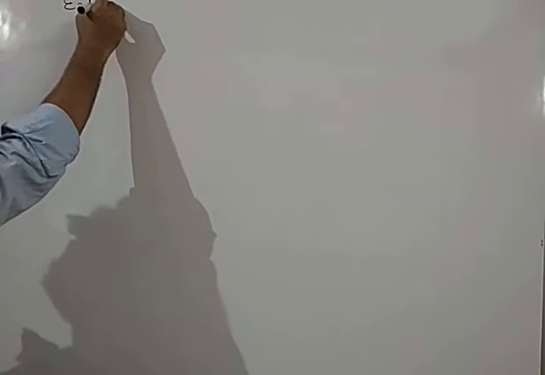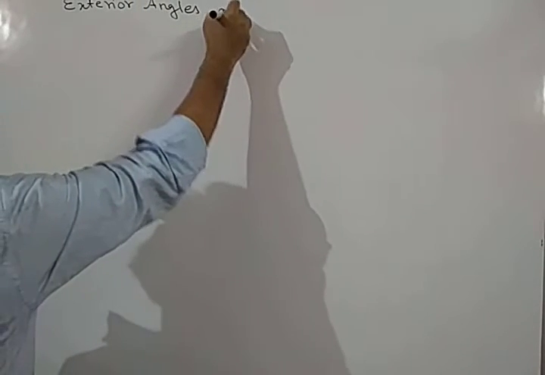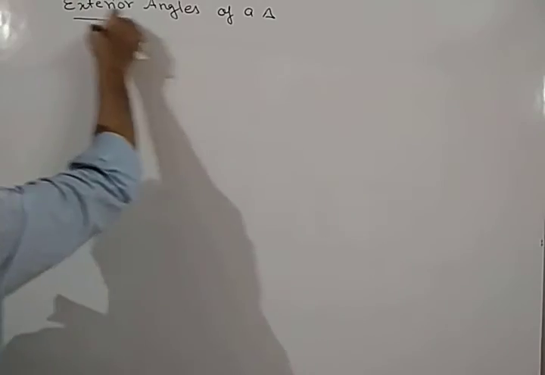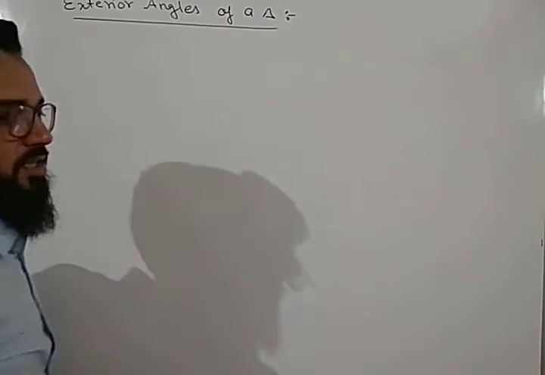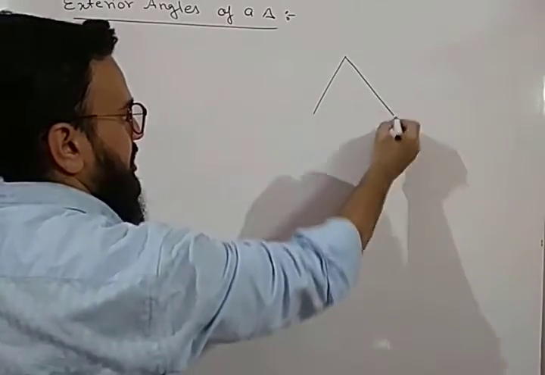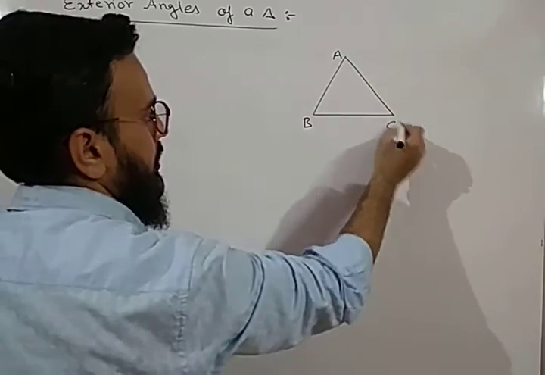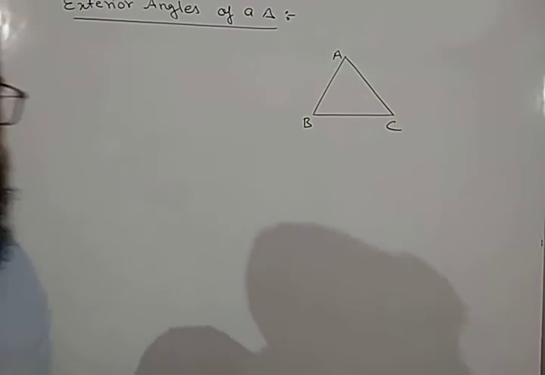Now let us start the exterior angle properties of triangle. So first let us understand what are exterior angles of a triangle. What are exterior angles of a triangle? So let us suppose we have given a triangle ABC. This is triangle ABC. So what is exterior angle of a triangle?